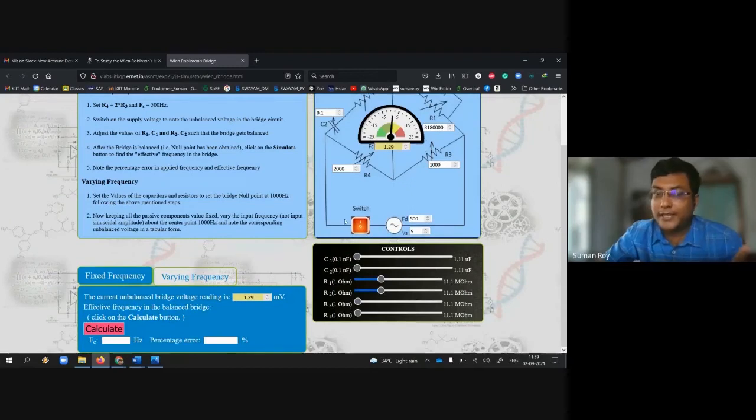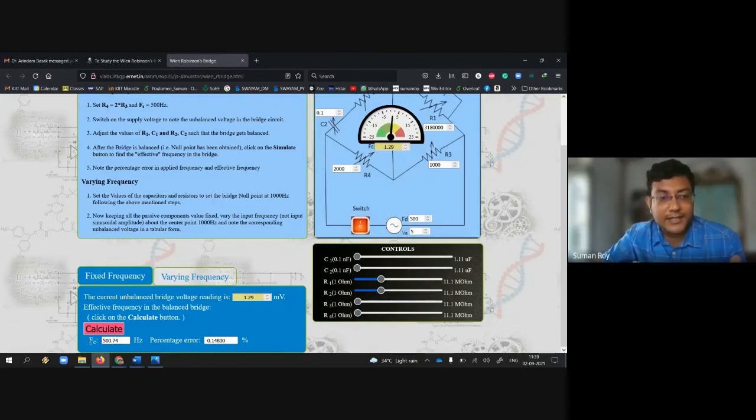Once it is there, then in this fixed frequency tab, click on calculate. If it is in this range, I mean +5 to -5, then only is your percentage error less than 1%, which is very important. For this experiment, your calculated percentage error should not be greater than 1%. Okay, remember that. Otherwise, you will get an erroneous value.